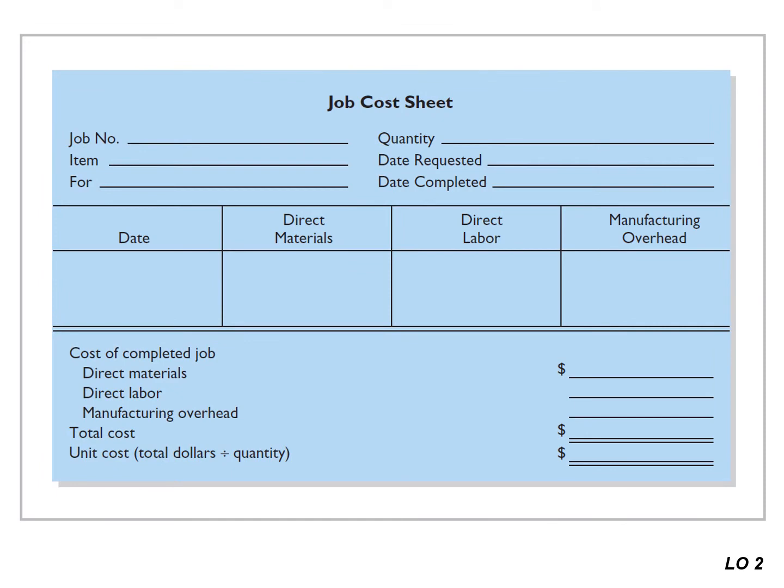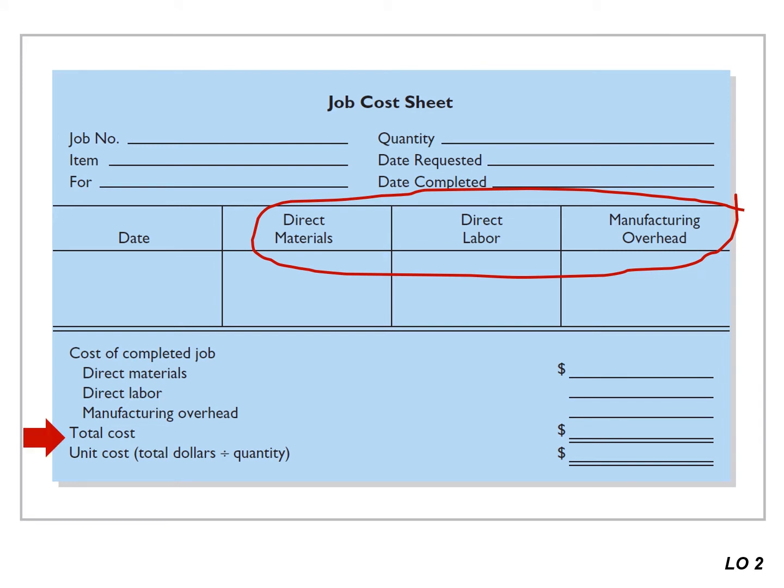A job cost sheet is an essential accounting record that accumulates cost for each job. As I stated earlier, this form is used to record the cost chargeable to a specific job and to determine the total and unit cost of the completed job. A completed job cost sheet helps managers to compare cost to those of previous periods as well as to its competitors.